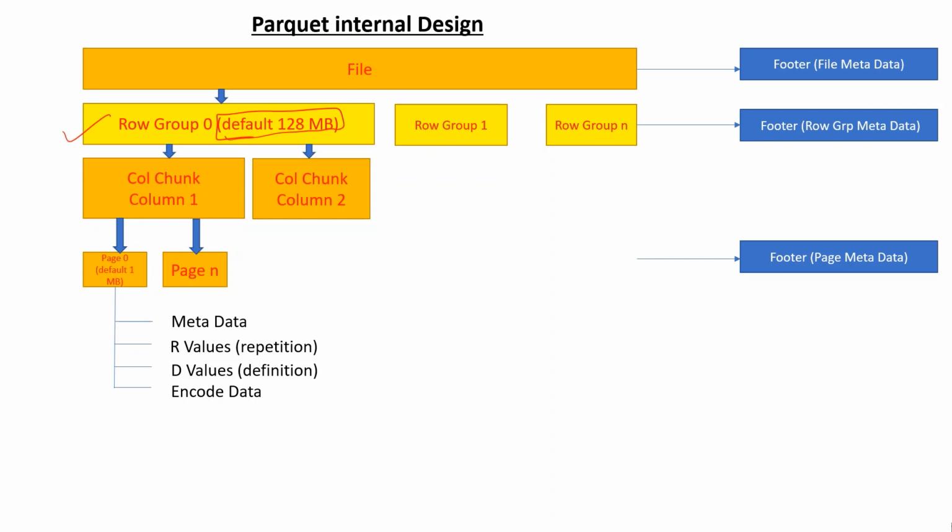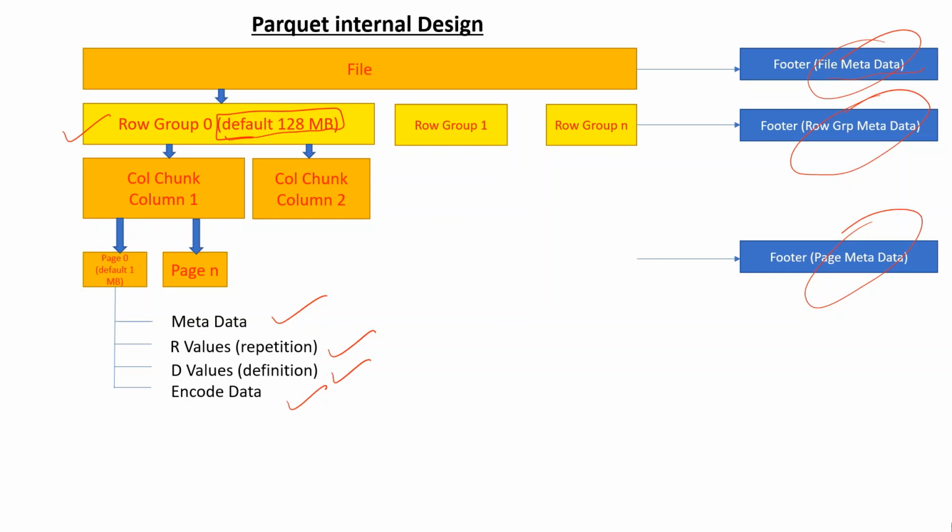Inside the pages, you will see the metadata, the R value, the D value, and the encoded data. On the right-hand side, the file has the footer, and this footer will contain all the file metadata. In the same way, a row group will have row group metadata, and you will have page metadata. Before we understand metadata, R value, D value and encoding, let's understand these things in detail.